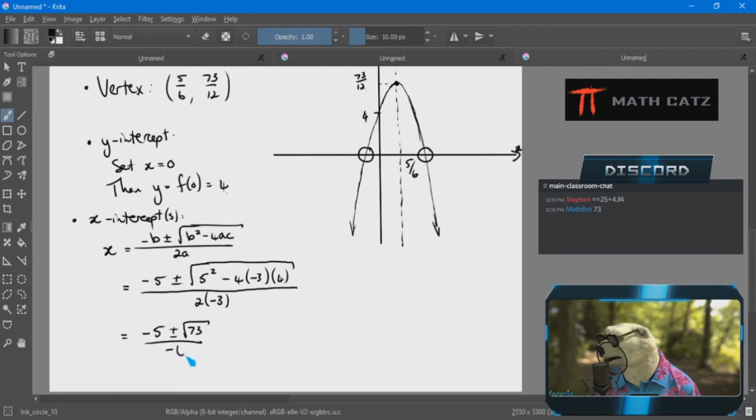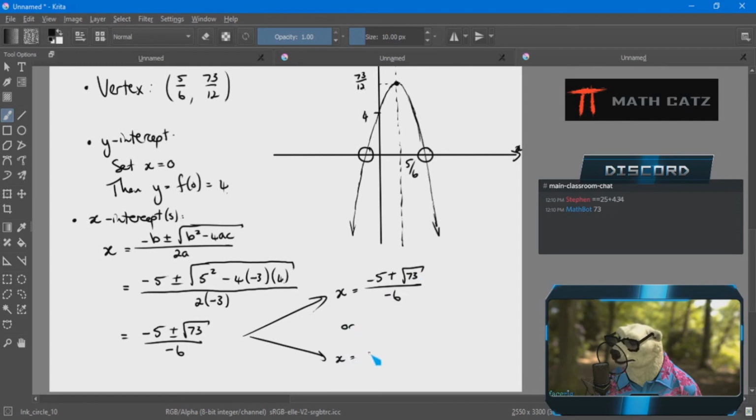And then I have the bottom here, negative 6. So now this shows how it splits into 2. One is negative 5 plus root 73 over negative 6. And the other one is negative 5 minus root 73 over negative 6. Let's see what we get here.